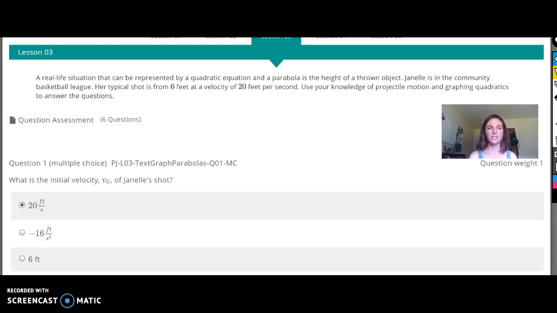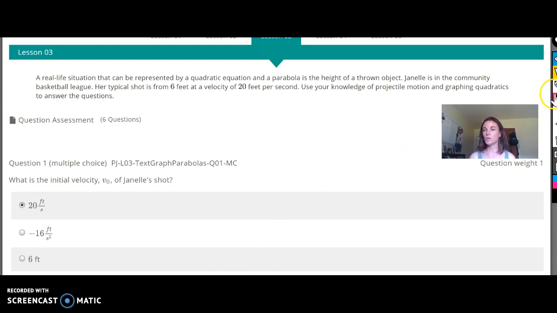A real-life situation that can be represented by a quadratic equation and a parabola is the height of a thrown object. Janelle is in the community basketball league. Her typical shot is from 6 feet at a velocity of 20 feet per second. Use your knowledge of projectile motion and graphing quadratics to answer the questions.